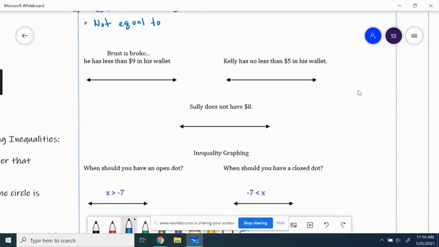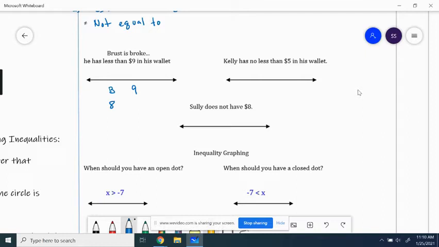So the first one is Mr. Brust is broke. He has less than $9 in his wallet. Okay, so I'm going to pick a variable. How about B? Because we're talking about Mr. Brust. So B and $9. I'm going to put that to the side, leave some space for my inequality symbol. So Mr. Brust has less than 9. So think of a number that's less than 9. How about 8? Okay, kind of looks like a B too.